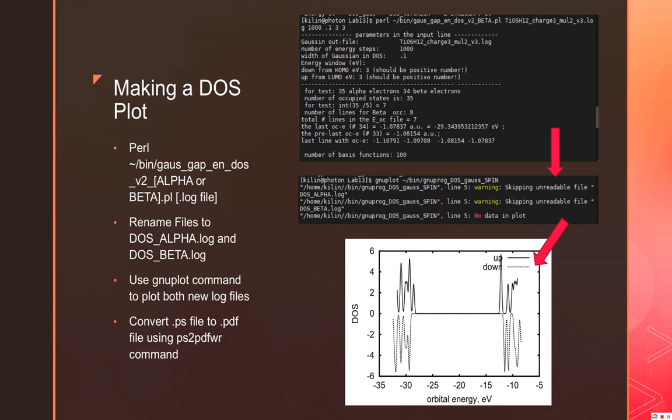Then just use the gnuplot command to plot both new log files as shown in that second picture, and next convert the PS file to PDF using the ps2pdfwr command, and then you are able to view the file created, and it will show the plot in the bottom picture there. So next, that should be it.